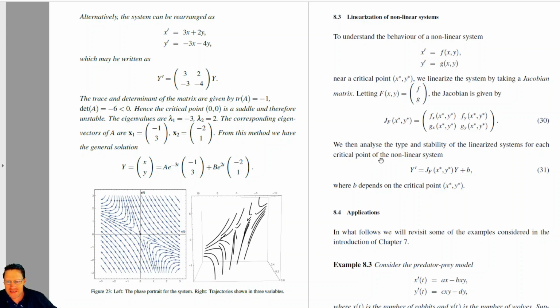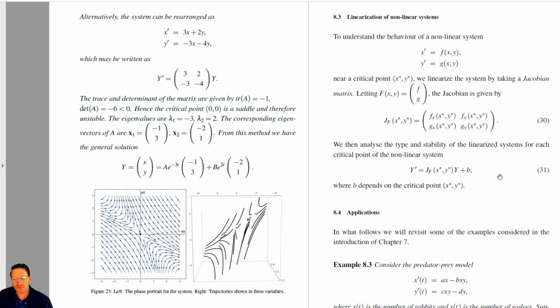Okay, so what we're going to get then is y dash equals the Jacobian matrix at the critical point times y plus some b, where b depends on the critical point x star, y star. But how it actually depends, let's go back. Well, actually, I can talk about it here. It's the b, essentially, that gives you y dash equals 0 when you sub in the critical points. But we'll see an example of this coming up. So let's have a look at that example then.